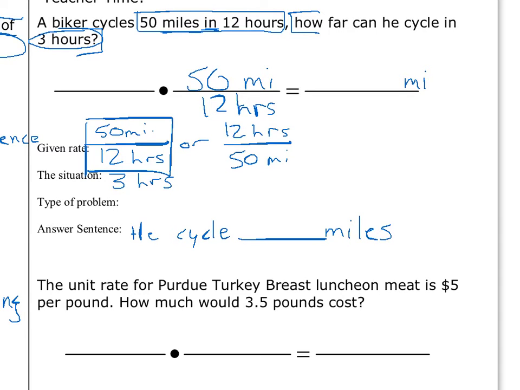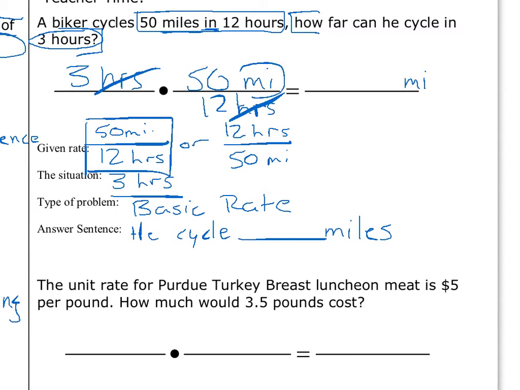And in order to get those miles to be the only units left over, I need to do something to cancel out these hours. Good news is our situation is 3 hours. Everything matched up right here. We had one situation, one given rate, so this makes it a basic rate problem. The hours cancel out with the hours, leaving leftover units being miles. And our answer, that's supposed to be the leftover units.